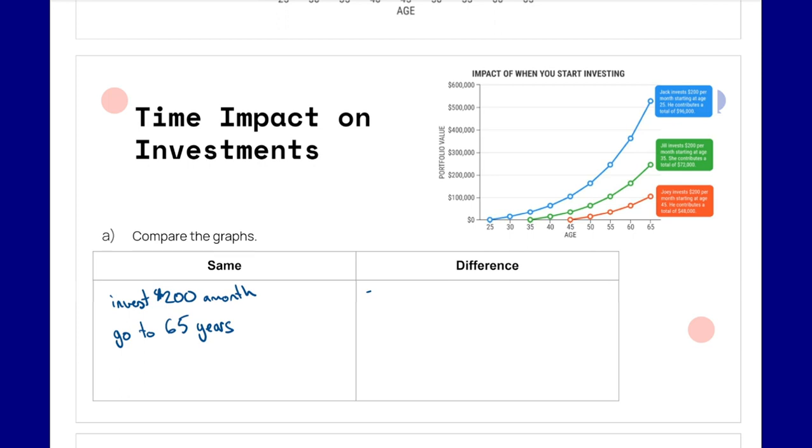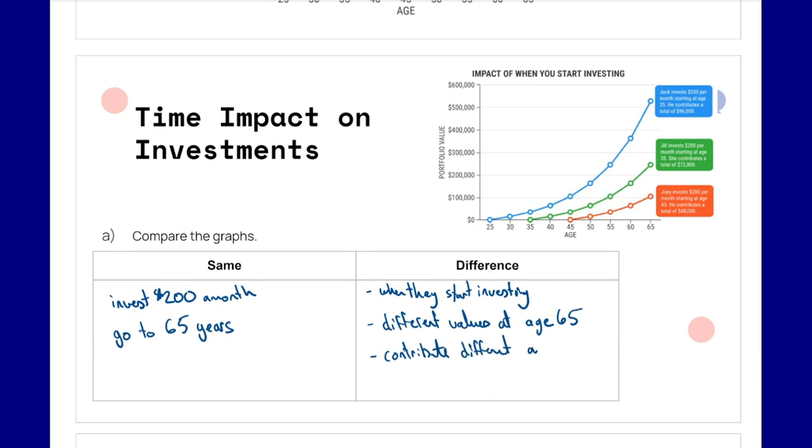What's the difference? Well, the big one is when they start investing. Jack starts first, so he contributes more than Jill and then Joey. So in that sense, they have different values at year 65 or at age 65. Any other differences that you might see in the graph? They start investing at different ages, they have different values in the end. Again, you could say they contribute different amounts. That kind of goes hand in hand with the fact that they start investing at different times.